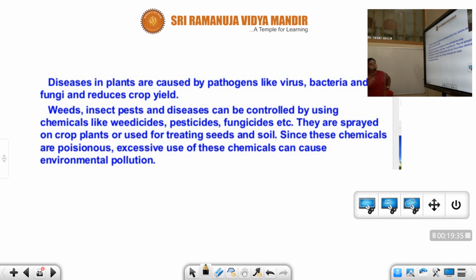So weeds, insect pests and diseases can be controlled by using chemicals like weedicides, pesticides, herbicides and fungicides. They are sprayed on the crop plant or used for treating seeds and the soil. Since these chemicals are poisonous, the spraying over the crop should be in limited quantities. They should not exceed the levels. Excess use of these chemicals can cause environmental pollution like air, soil and water pollution, right?